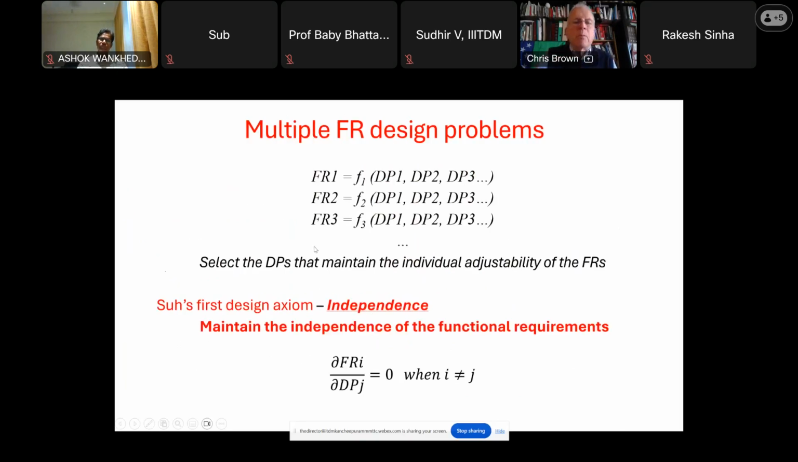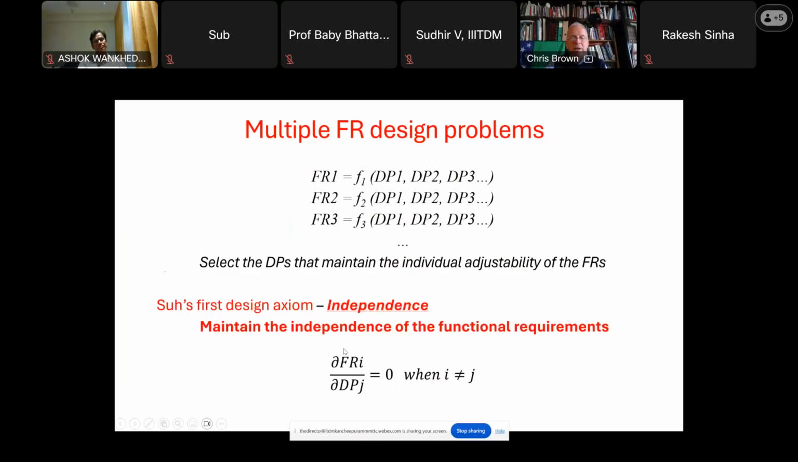Now, what happens if we have more than one FR? So we might note these FR1, 2, 3, and then they would each logically have their DPs. And so DP1 might be chosen for FR1 and DP2 for FR2. Nonetheless, DP2 may influence FR1. So as I'm doing something to DP2, perhaps it can have an impact on FR1.